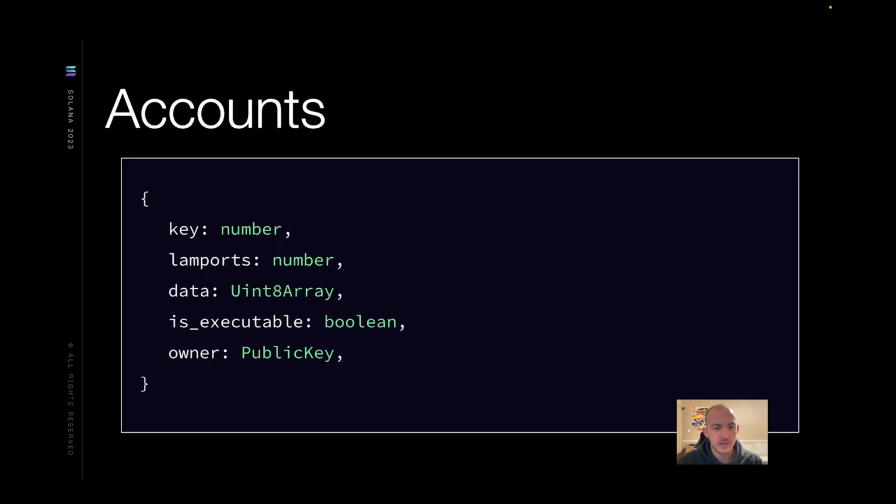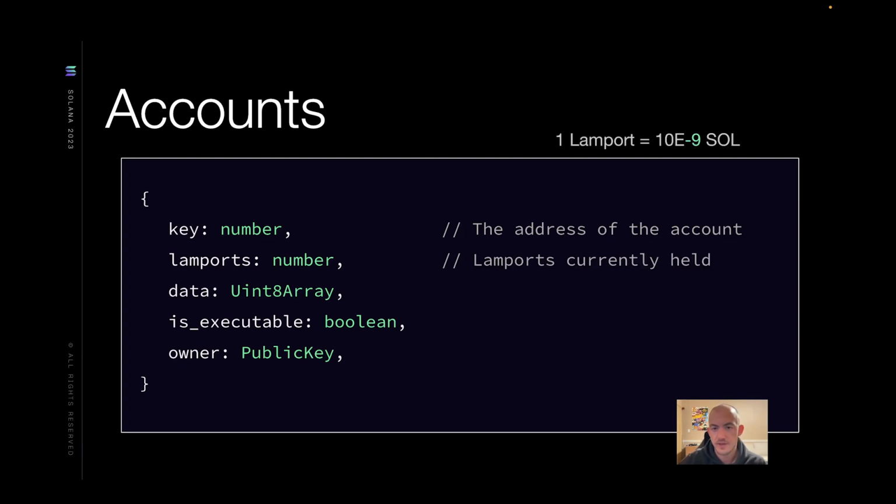So here we're going to take a look at what an account looks like up close. So this first field here you can see is the key. That's just going to be the address of the account. And then Lamports, that's going to be how much SOL is in that account. Lamports being that smaller denomination of SOL. Data is going to be the buffer that stores whatever arbitrary data you've put in there.